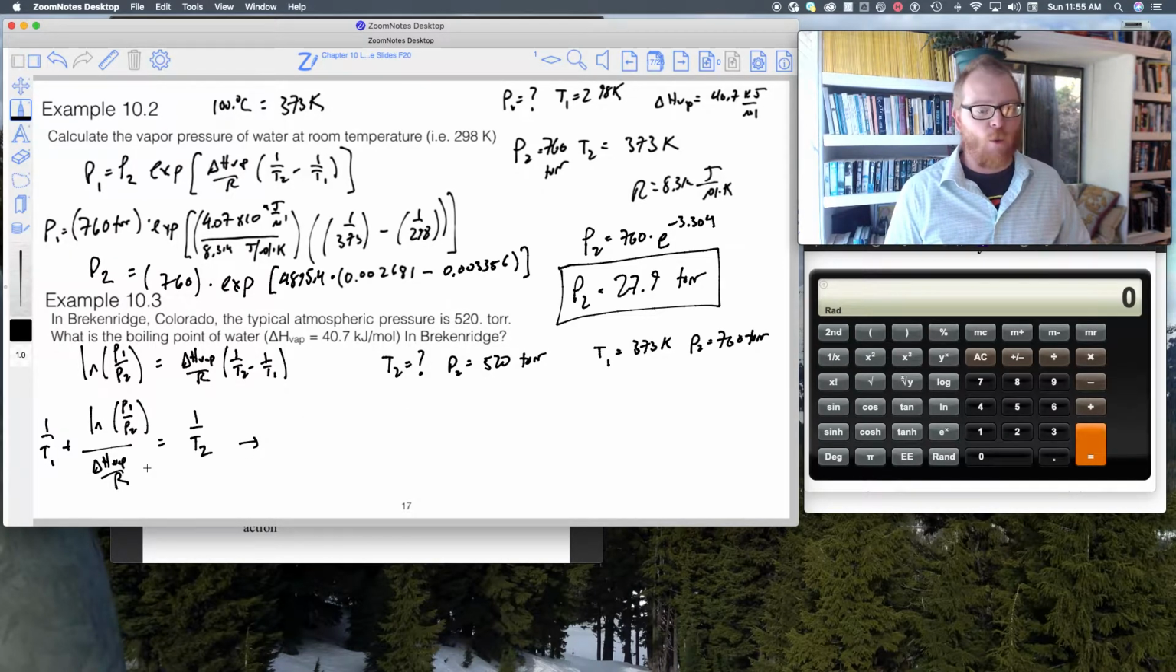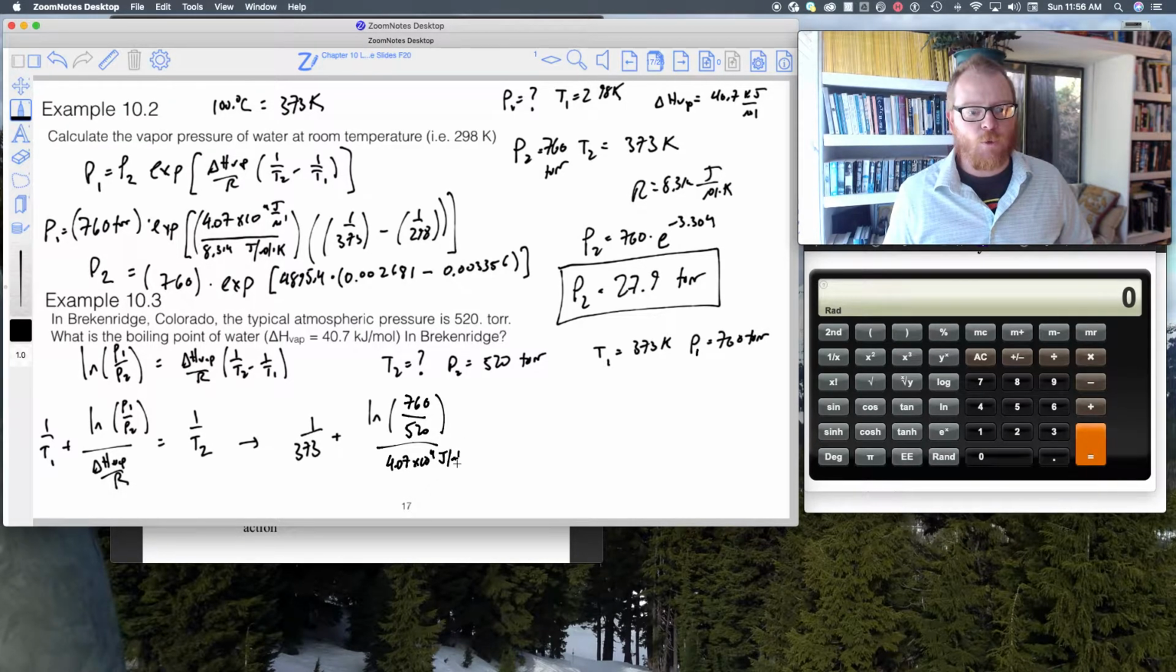So let's see here. So 1 over T1 is 1 divided by 373 plus the natural log of, oops, that looks like a 2 that I wrote there, doesn't it? That's a 1. So natural log of 760 divided by 520, all divided by 4.07 times 10 to the 4th joule per mole, all divided by 8.314 joule per mole. Okay, so I've got to calculate all of this stuff.